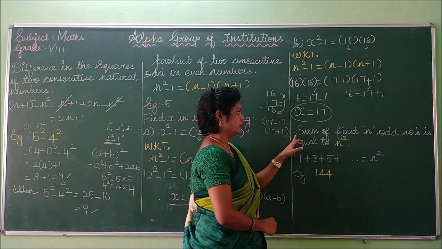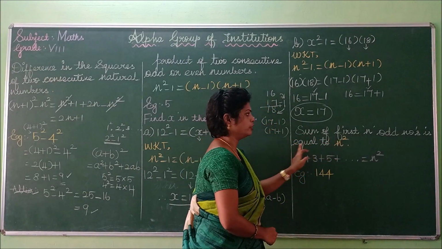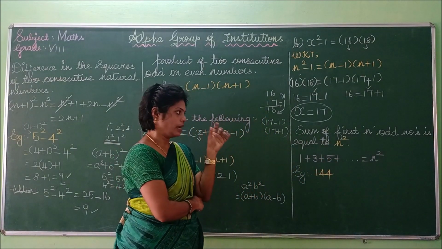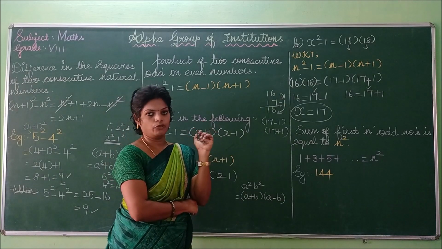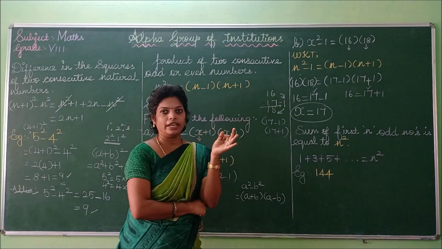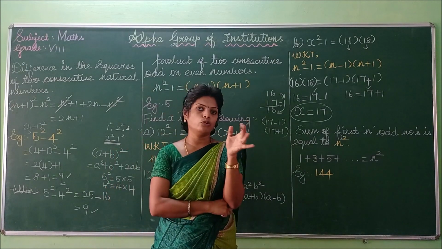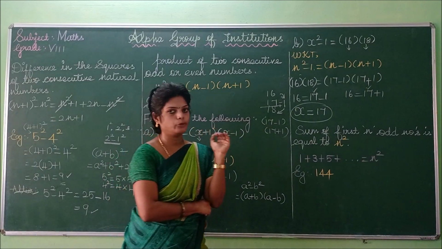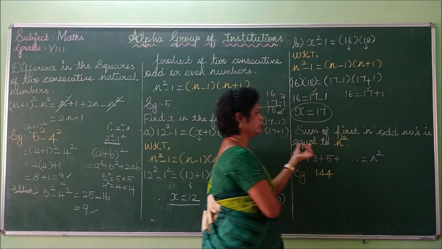Okay. Then the next one is: the sum of the first n odd numbers is equal to n squared. Listen to this one carefully. Sum of the first n odd numbers. Odd numbers means 1, 3, 5. That means even numbers won't come; 2, 4, 6, 8 and so on won't come. The other numbers will be called odd numbers: 1, 3, 5, 7 and so on. So the sum of the first n odd numbers is equal to n squared.